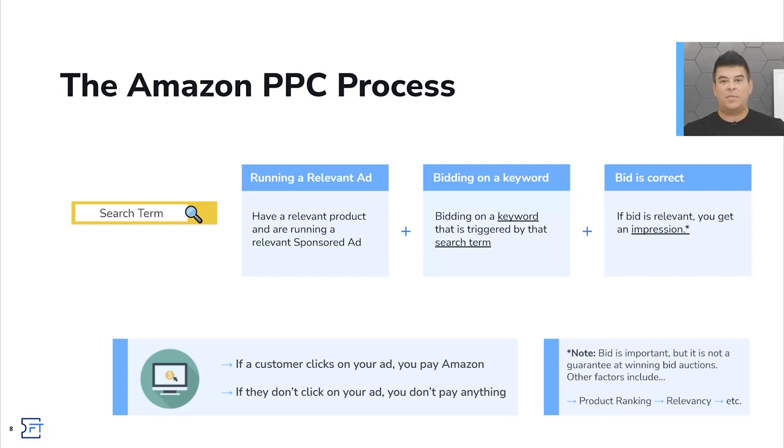After you're seen on that page, that's just an impression. The shopper hasn't clicked on your ad just yet. So if they do click on it, that's where the pay-per-click comes in. If they don't click on your ad, then again, that's just an impression and you don't pay for that.